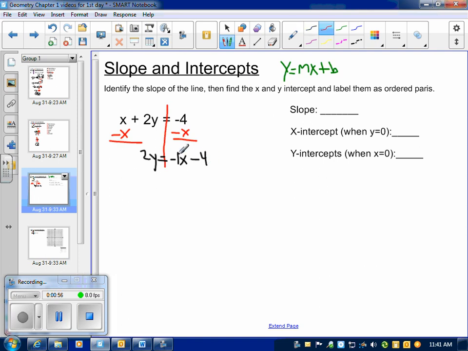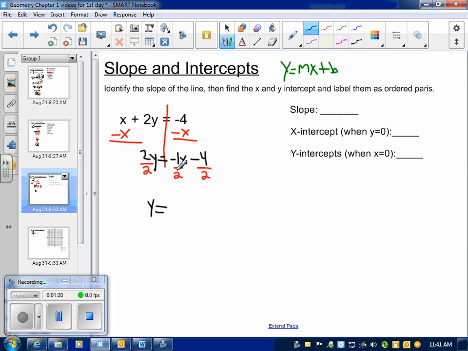The next thing we need to do is get rid of this 2. To do that, this is 2 times y, so we're going to do the inverse operation and divide every single item by 2. Now when we do that, the 2's will cancel out. Ooh, bad word. The 2's will divide. 2 divided by 2 is 1, or just y. We don't like to say cancel out.